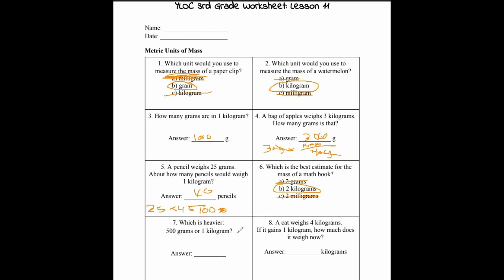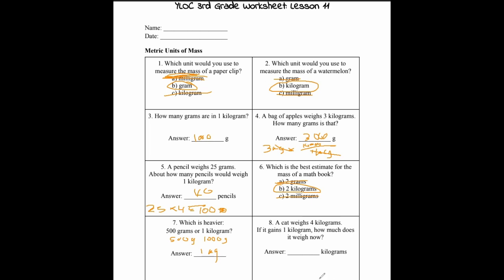Which is heavier, 500 grams or 1 kilogram? 1 kilogram is equal to 1,000 grams. Now that we do this, it's more obvious that 1,000 grams is larger than 500 grams, therefore 1 kilogram is larger.